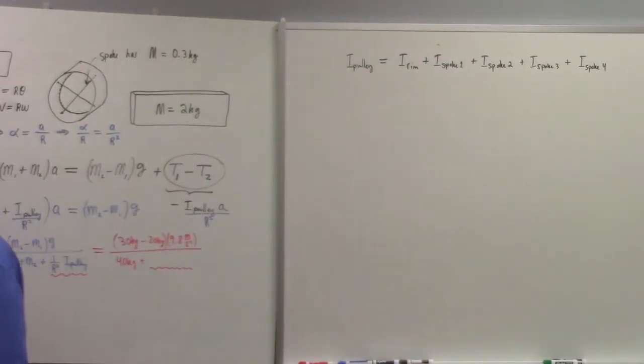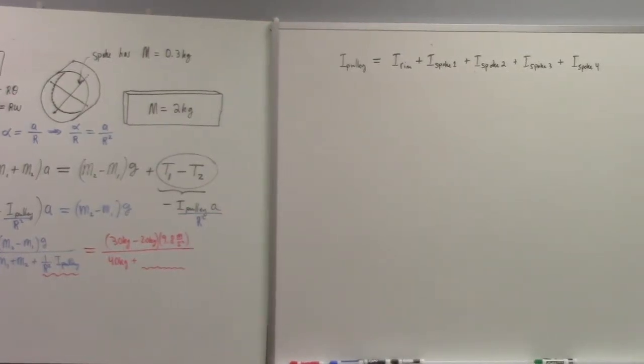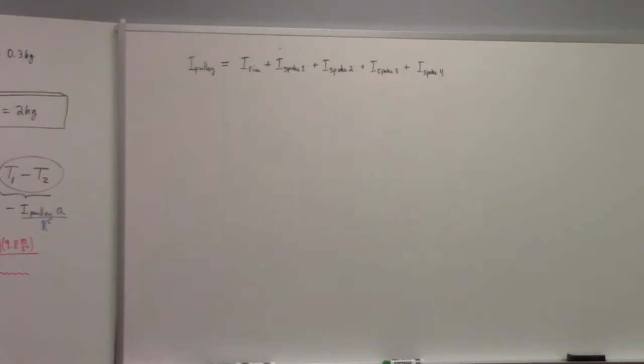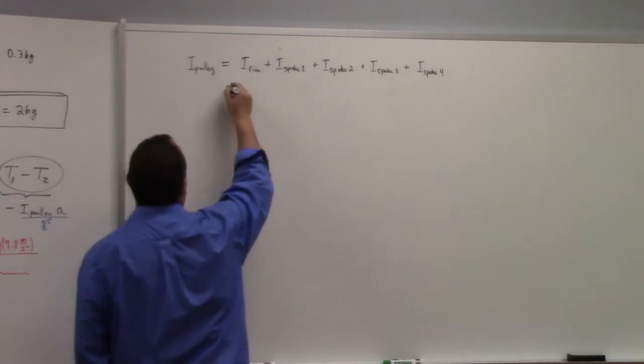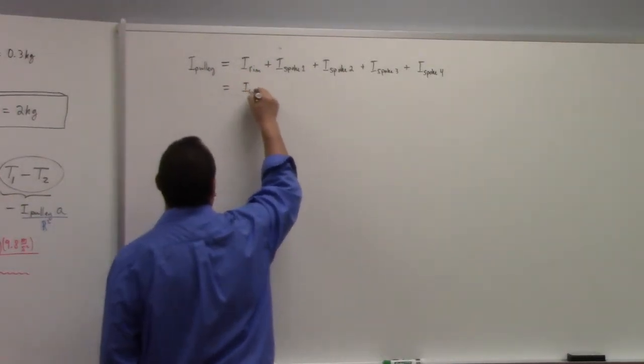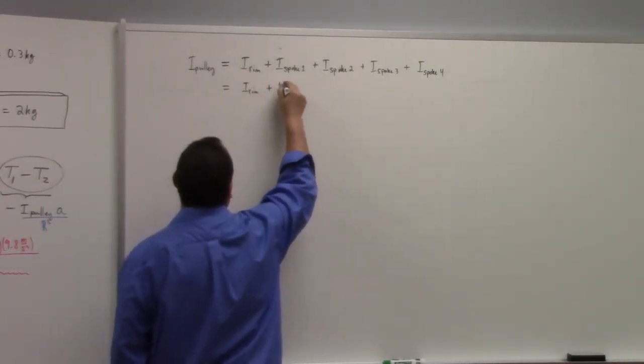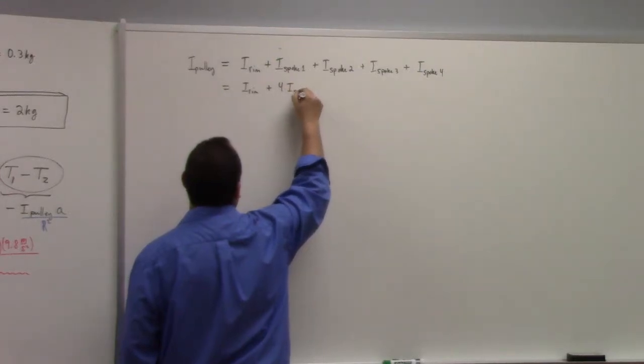What could we use symmetry to say from the start? Should the moment of inertia for each spoke be the same? Yeah, I mean, they're the same. There's really no difference between them. You could interchange them without changing the structure of the wheel. I mean, there's a symmetry there. So we could just do 4 times the inertia for one spoke, right? So really we're looking at the moment of inertia for the rim plus 4 times the moment of inertia for a spoke.